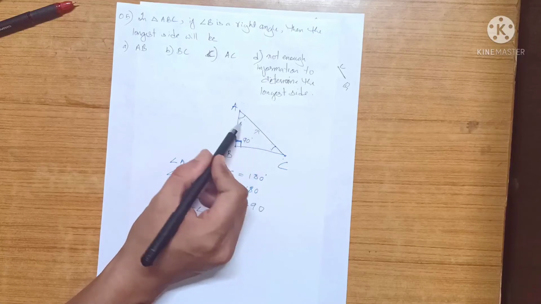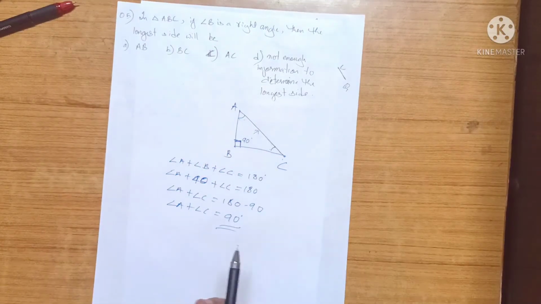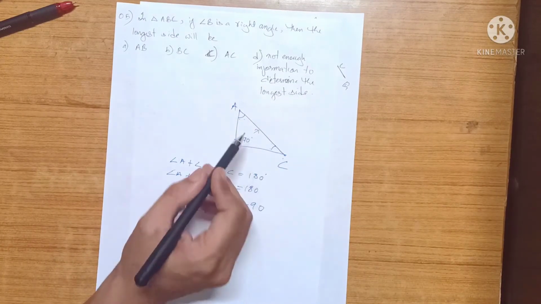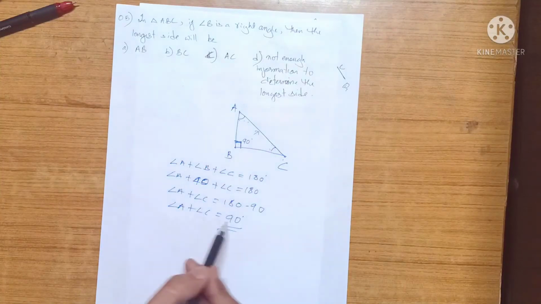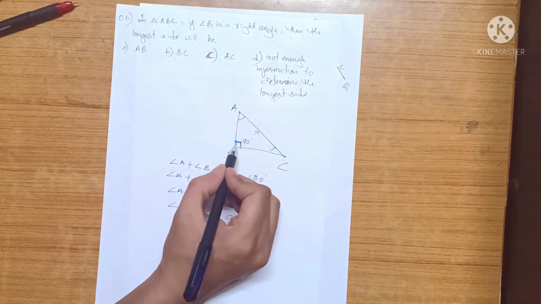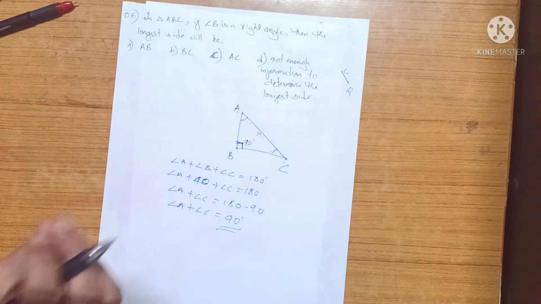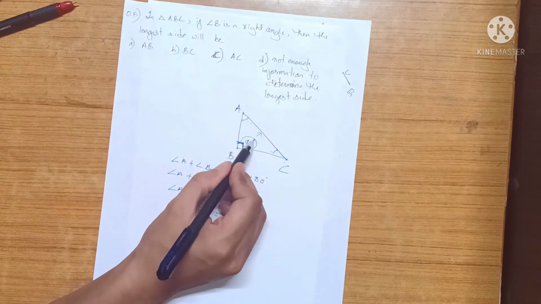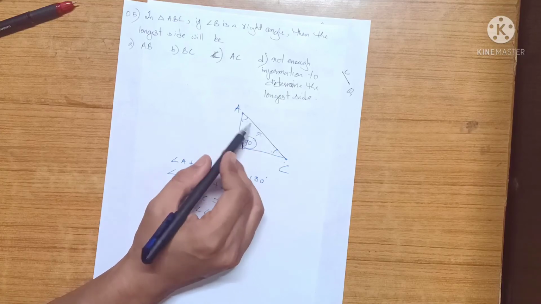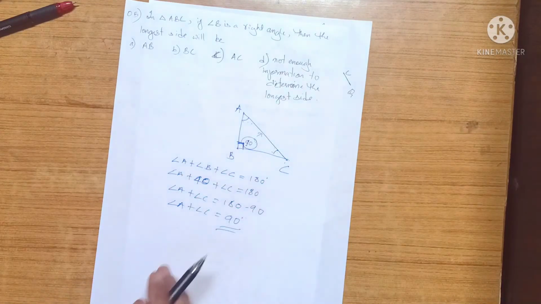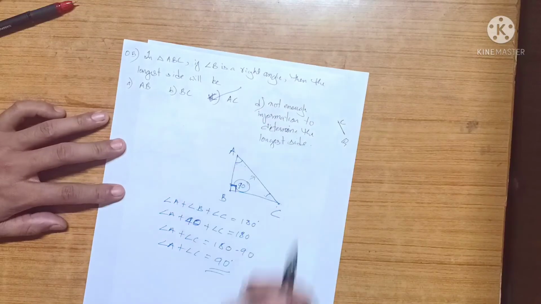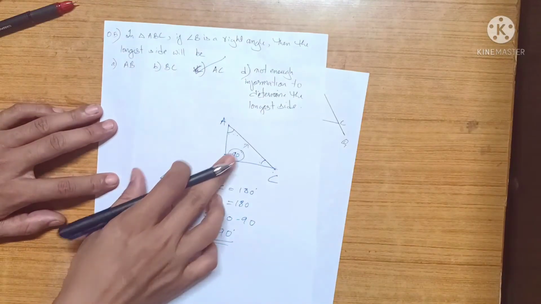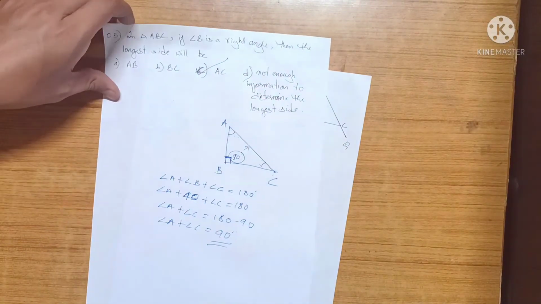So these two added together make 90. So obviously these two are both less than 90. So in a triangle, if there's a 90 degree angle, we can say for sure that this is the largest angle. The side opposite the largest angle will always be longer.